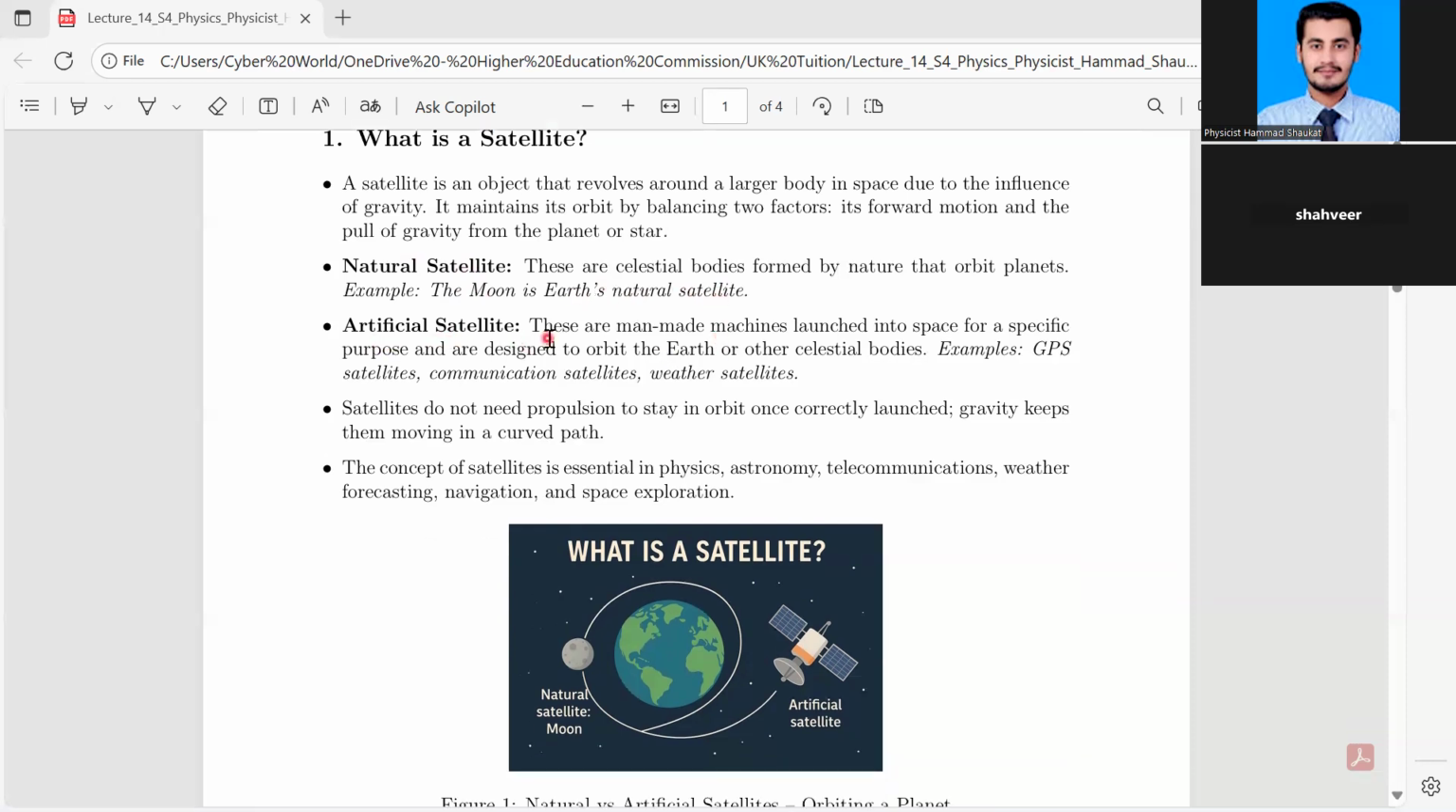Next is the artificial satellite. Those satellites, as I told you, are man-made machines which are launched into space. This type of satellite is called an artificial satellite. Examples are GPS, the global positioning system, communication satellites, and weather satellites. These are examples of artificial satellites which are man-made and launched by humans into space, and they revolve around the Earth. That's why they are called artificial satellites.